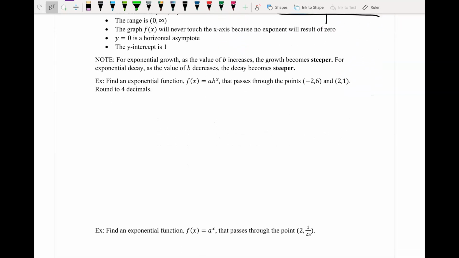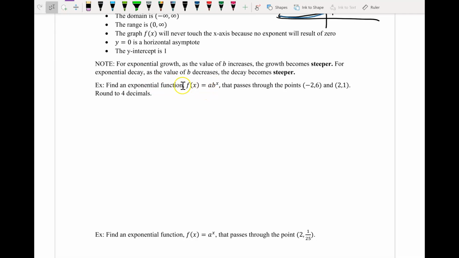Okay, so here we have a couple of examples to make an exponential function. Find an exponential function, f of x equals a b to the x, that passes through these 2 points. Let's round to 4 decimal places. We're going to use both points. I'm going to use the point -2, 6 and plug it into my function, y equals a b to the power of x. So 6 is y, a I don't know, b I don't know, and x is -2. Then I'm going to do the same thing with 2, 1.